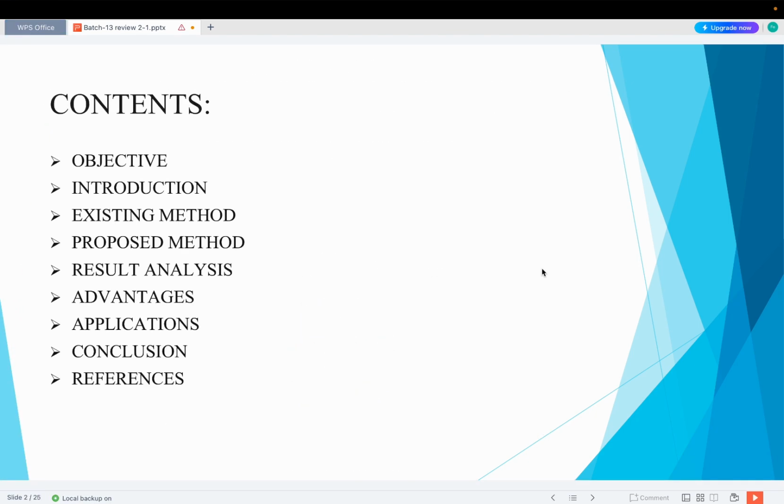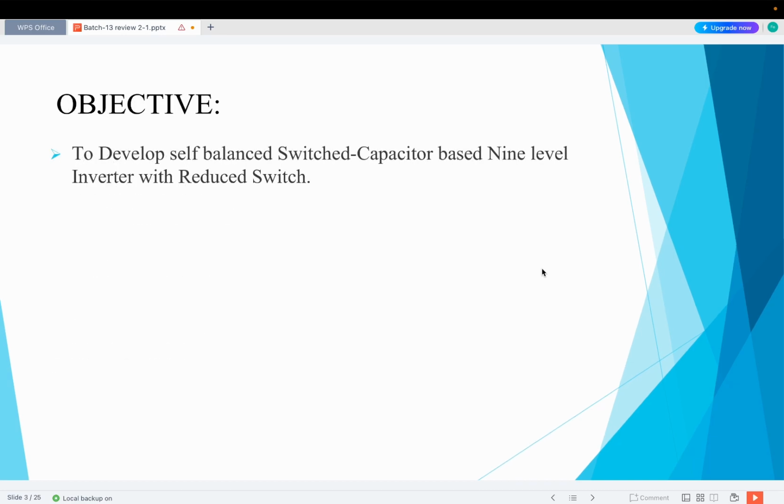Contents: objective, introduction, existing method, proposed method, result analysis, advantages, applications, conclusion, references. Objective: to develop a self-balanced switched capacitor based 9-level inverter with reduced switches.